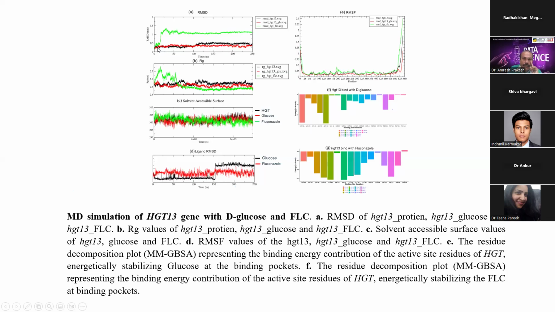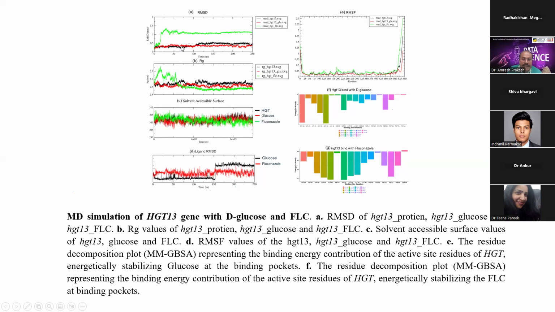Similarly, if we focus on the red one, we can see that it initially shows very little deviation and achieves equilibrium very quickly. Achieving equilibrium quickly means it quickly becomes almost parallel to the x-axis. But in the green one, it became almost parallel to the x-axis approximately after 75 nanoseconds.